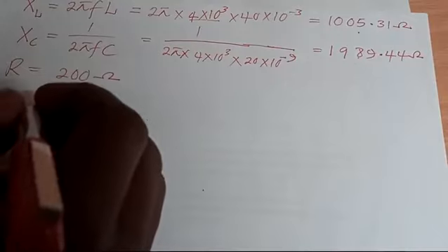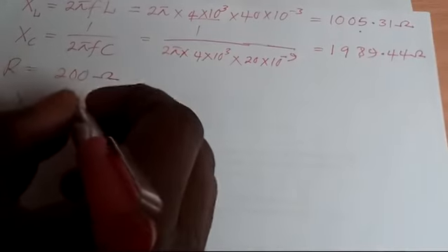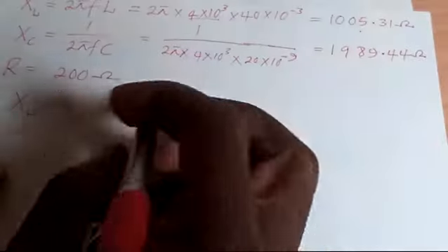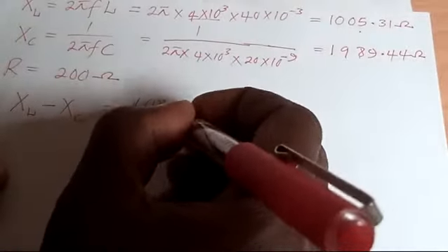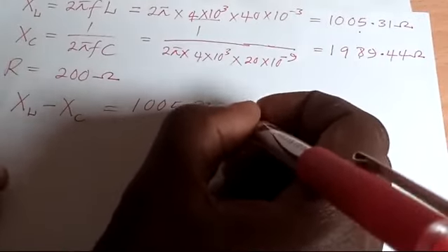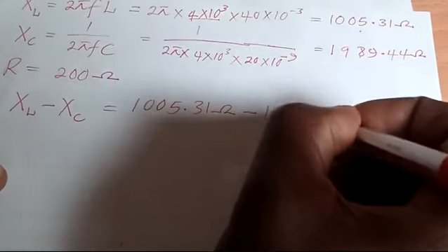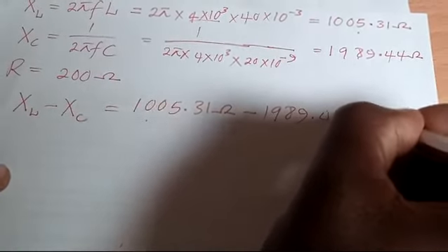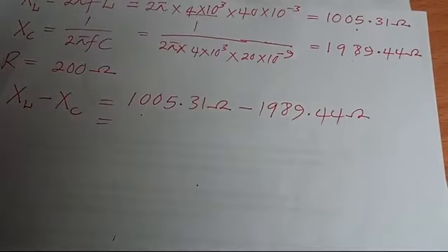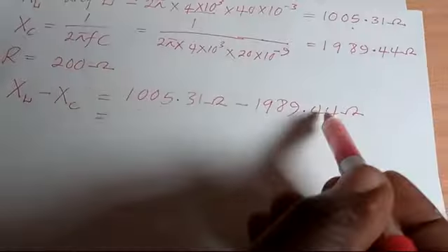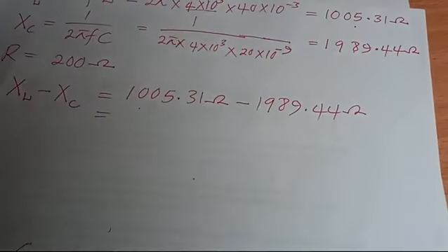Okay, to get the total resistance, we do not just add them together. That's wrong. First of all, we get the difference between X sub L and X sub C. This minus this. You already obtained this, so you say 1005.31 ohm minus X sub C, and X sub C is 1989.44 ohms. And this will give you what? Let's check. Remember, I am keeping this in two decimal places, correct? Two decimal places.